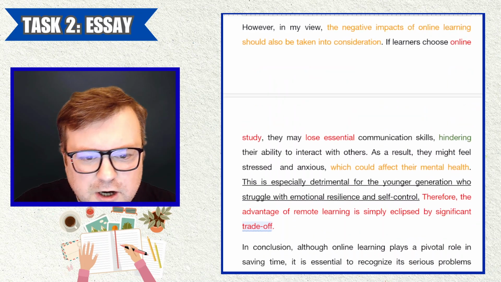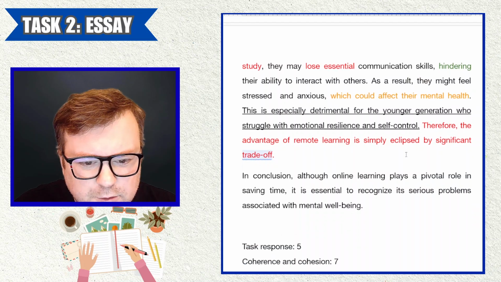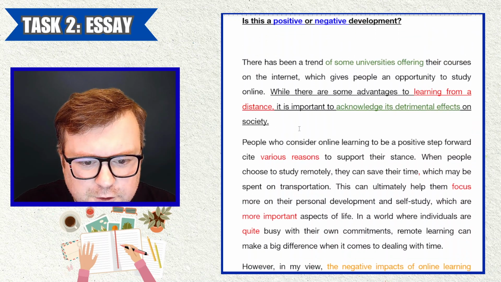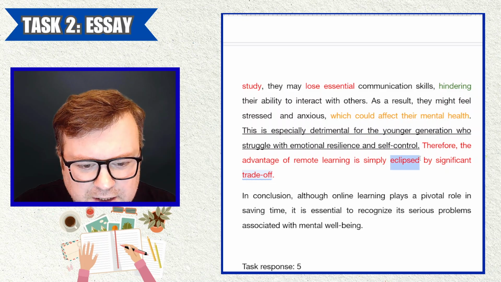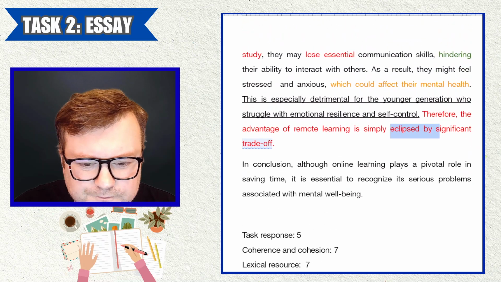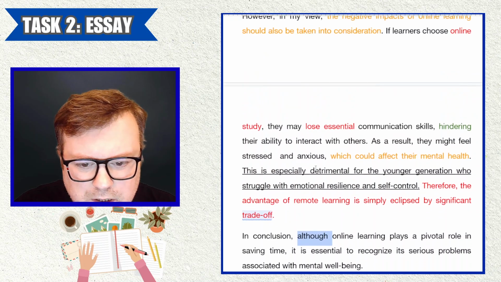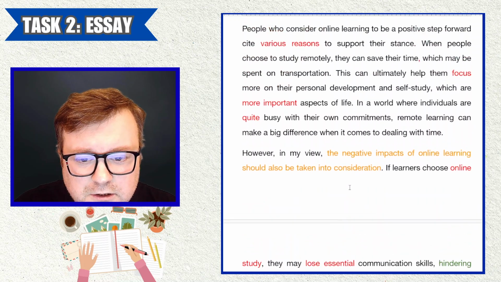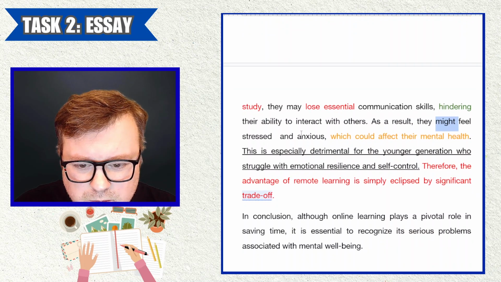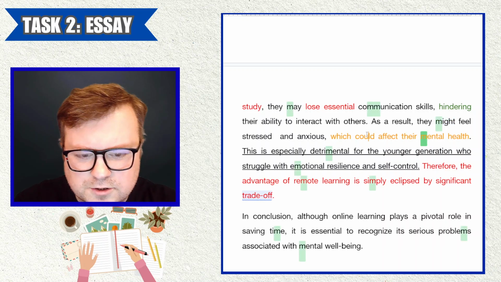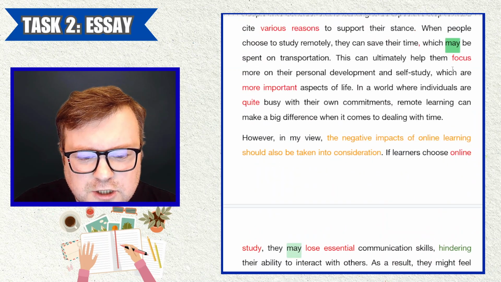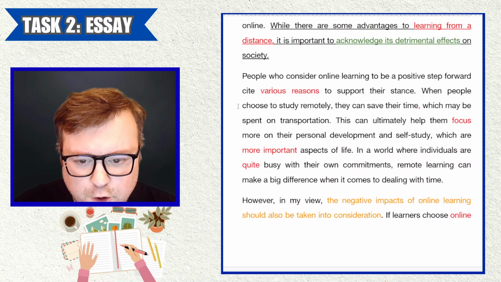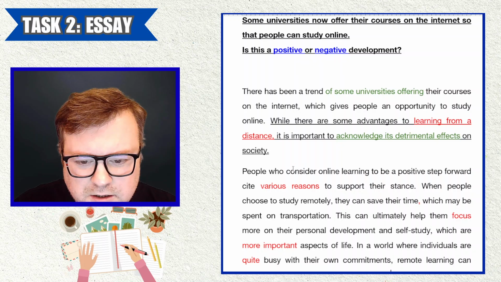Grammatical range and accuracy. Very accurate in terms of grammar, punctuation, just a small mistake with a comma, lots of subordination, complex sentences, beautiful range of those sentences. We get passive, we get active, like is eclipsed by. Cool. We get some use of modality. They might feel. I think there was a may in there too, wasn't there? Yeah, which may be spent on transportation. So nice bit of distancing language, which is good. That's the appropriate modality for academic writing.